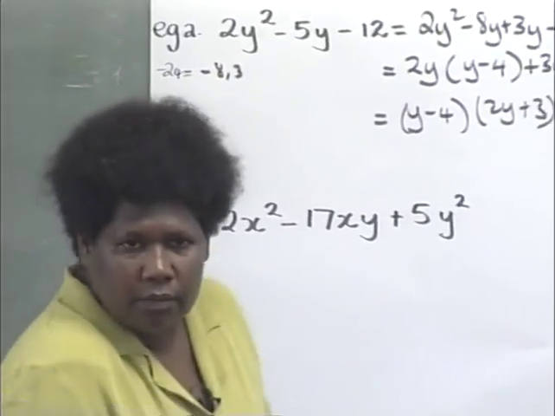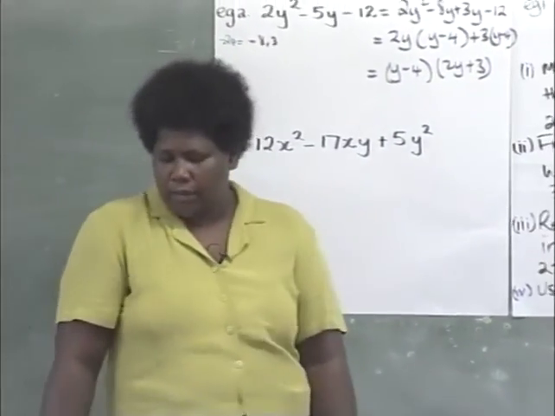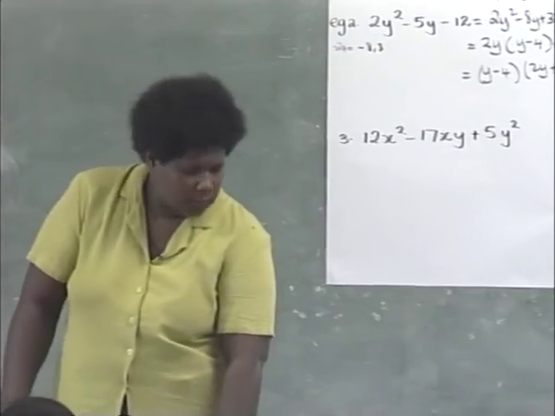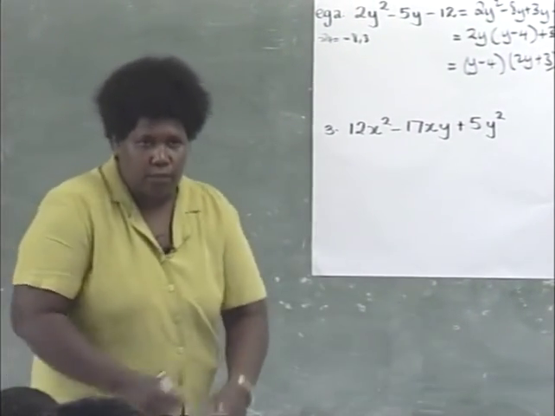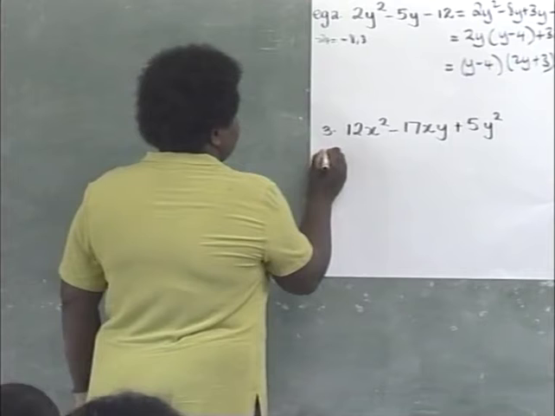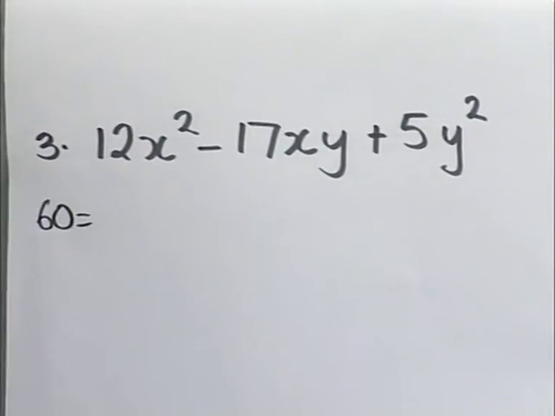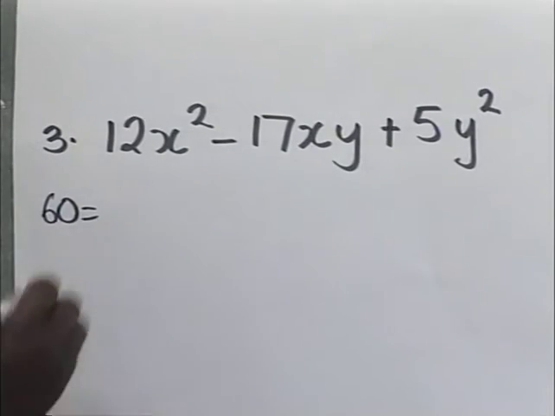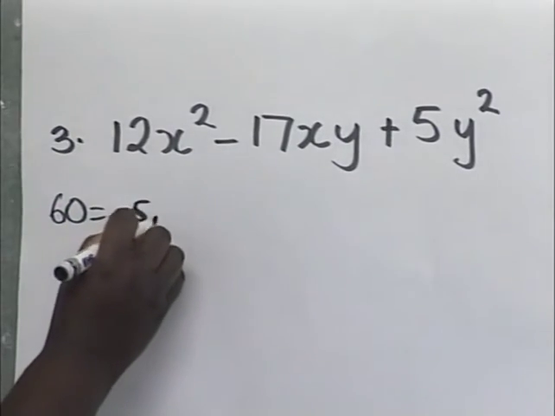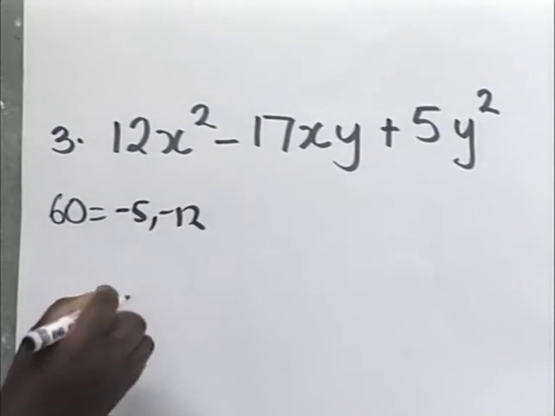Finished? Okay, again now. If you multiply 12 by 5, we get 60. We need 2 factors of 60 that will give negative 17. Negative 5 and negative 12. Okay, negative 5 and negative 12.